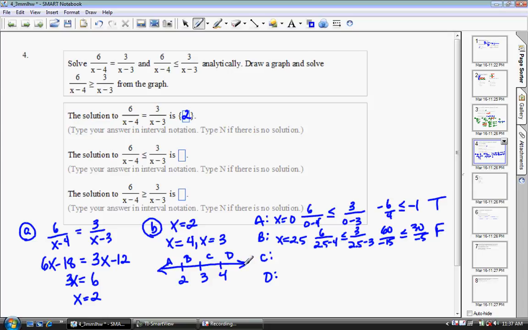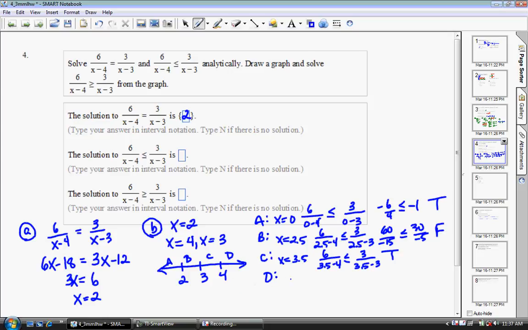Now region C, we need something between the 3 and the 4, so maybe we choose 3.5. So we have 6 over 3.5 minus 4. Is that less than or equal to 3 over 3.5 minus 3? Well, the thing to note here is that this expression on the left is negative, right? That would be 6 divided by negative 0.5. This is 3 over 0.5, which is positive. So negative is always less than a positive, so that is true.